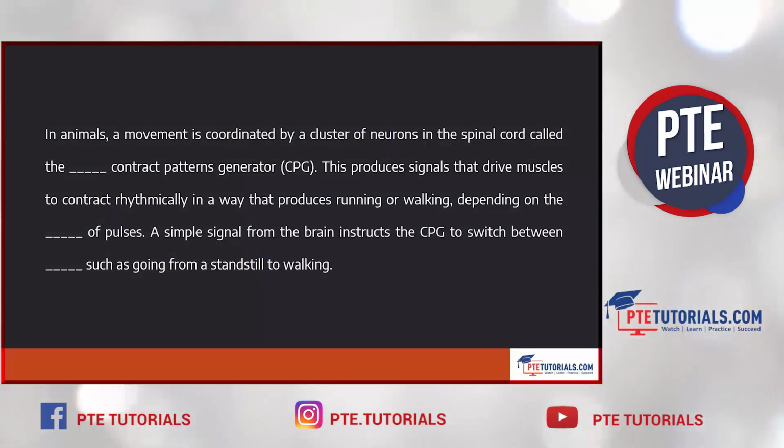In animals, a movement is coordinated by a cluster of neurons in the spinal cord called the central contract patterns generator, CPG. This produces signals that drive muscles to contract rhythmically in a way that produces running or walking, depending on the pattern of pulses. A simple signal from the brain instructs the CPG to switch between modes such as going from a standstill to walking.